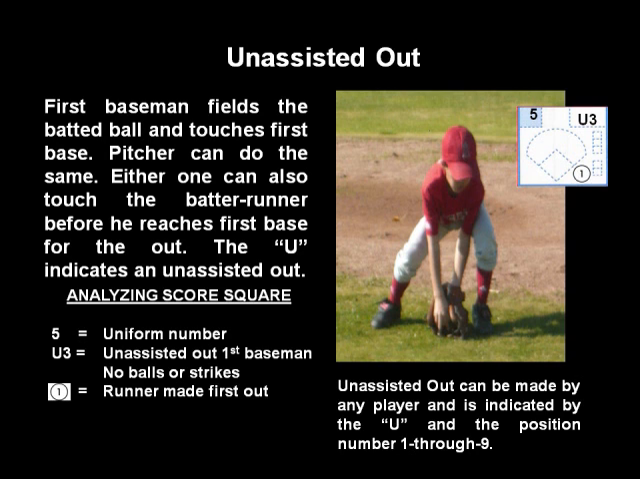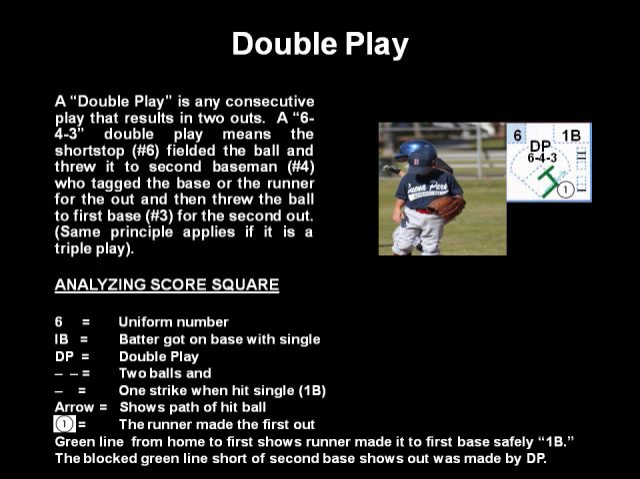Analyzing the score square, 5 is the uniform number. U3 is an unassisted out by the first baseman. The first baseman position is number 3, if you recall. There were no balls or strikes, and the runner made the first out. Now, if you were counting this square, there would be 1 pitch because the batter had to hit the ball, and that's the pitch. And that pretty well takes care of this one.